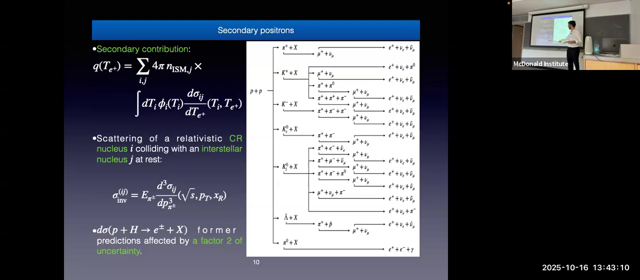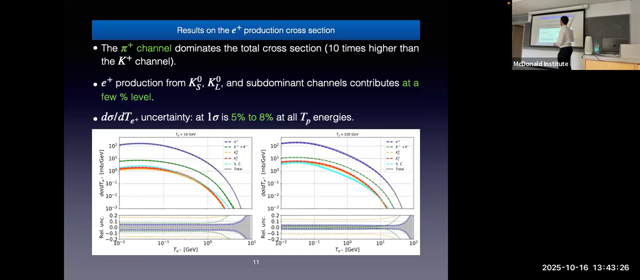In general, before the work that we did, the uncertainties on the cross section were actually very large, almost a factor of 2, and this can give you a large uncertainty of how many secondary positrons you expect in your data. So we did a fit. We collected all the possible data, and this is the result that you get.